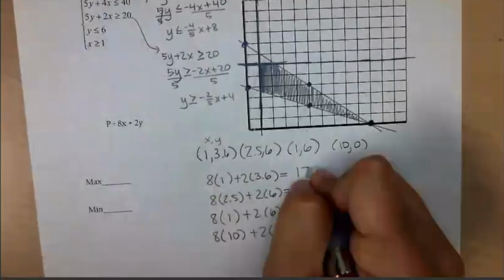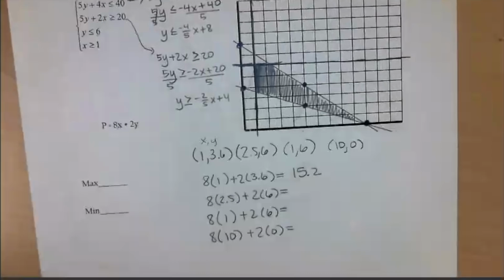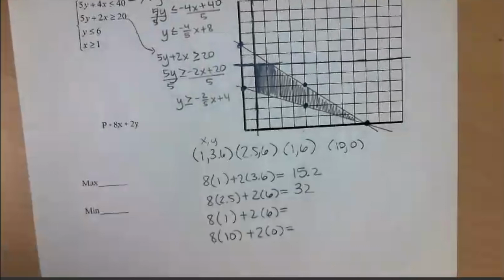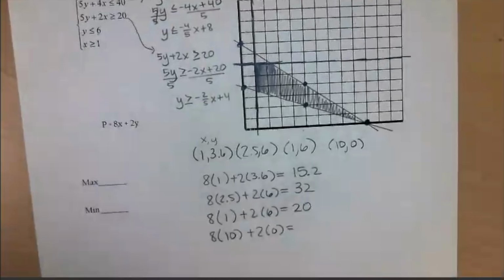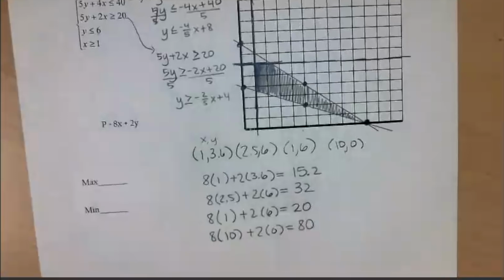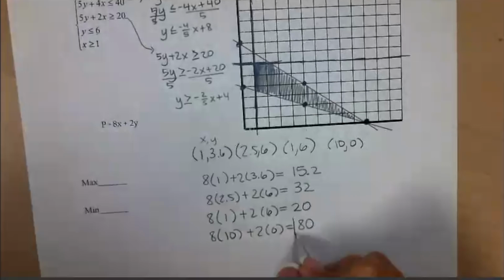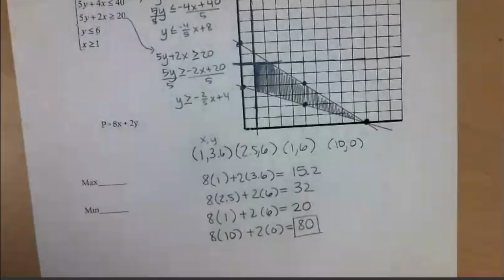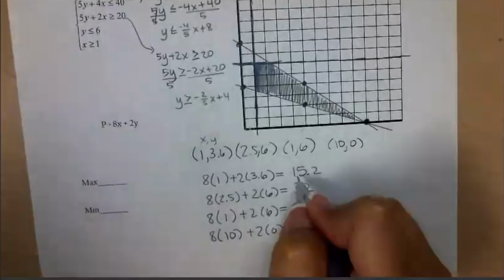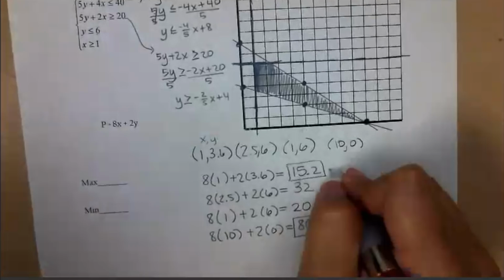So our first one here gives us a value of 15.2. Our second one gives us a value of 32, 20, and 80. Now you're going to look at these values and see which one is the biggest and which one is the smallest. This is our highest value, so this is where we're going to maximize. This gives us the smallest value, so this is where we're going to minimize.